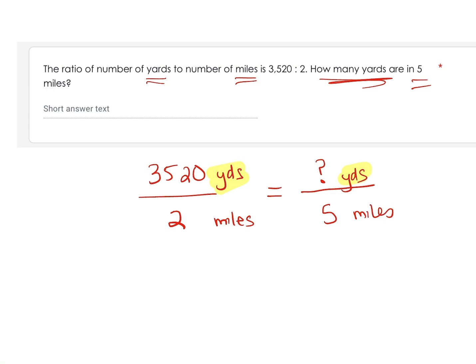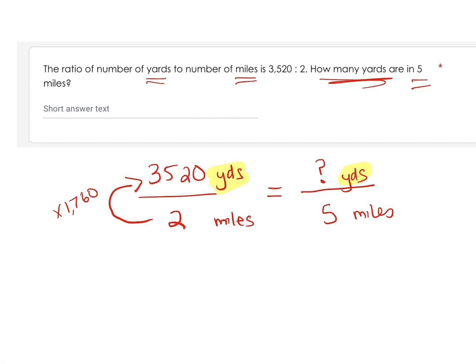So we're looking for a relationship between these numbers. You can do this a couple of different ways. I can try to get from 2 to 5, but I'm going to have to multiply by a decimal. That's times 2.5, which is a little annoying. So instead, I'm going to go the other way, and go from 2 to 3,520. If you use your calculator or divide by hand, you will realize that 2 times 1,760 will give me 3,520.